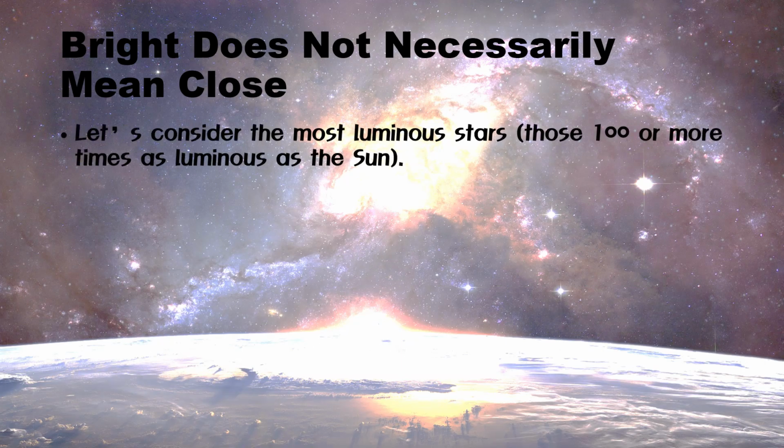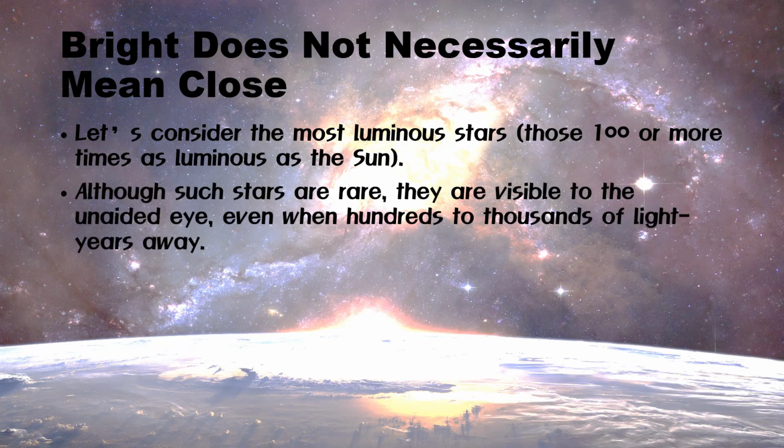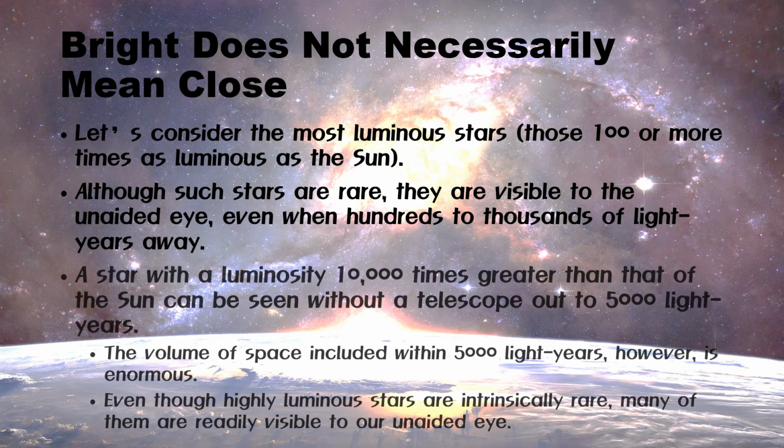So let's consider for a moment the most luminous stars, those 100 or more times as luminous as the Sun. Though all such stars are pretty rare, they are visible to the unaided eye even when hundreds of thousands of light years away. A star with luminosity 10,000 times greater than that of the Sun can be seen without a telescope out to 5,000 light years. And you might think, okay, 5,000 light years, that can't be too much, right? It's only 5,000.